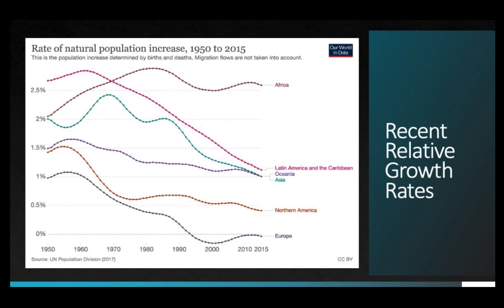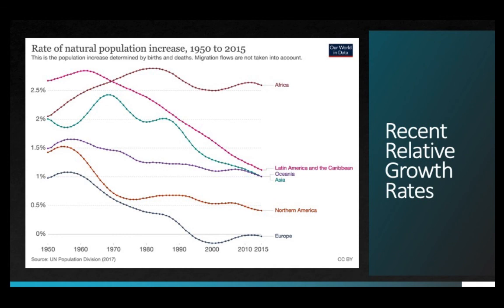If we now look at the rate of natural population increase, or the relative growth rate, we see really interesting patterns. And in fact, most regions are declining, and some are declining very quickly. Look at Europe. In the years around 2000, the rate of natural population increase in Europe was actually negative, and now is just close to zero.